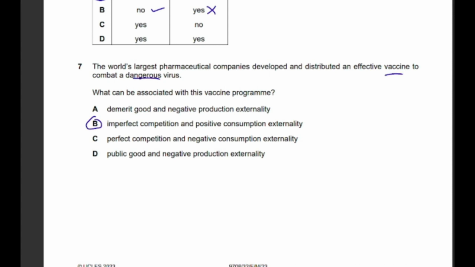Vaccination is a merit good, and vaccination, education and plantation are merit goods, and they create positive externalities. So positive externality is mentioned here, and no other option is basically talking about positive externality. So we will cross all of them, and the correct option will be B. There is imperfect competition and positive consumption externalities. Imperfect competition is basically when prices can be discriminated.